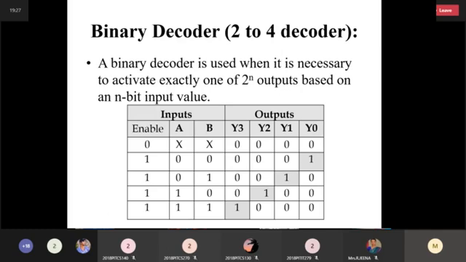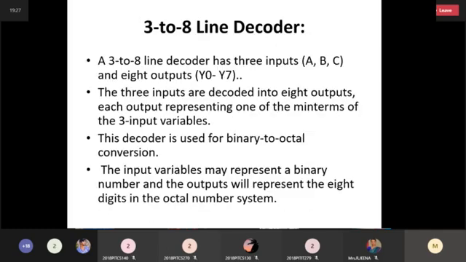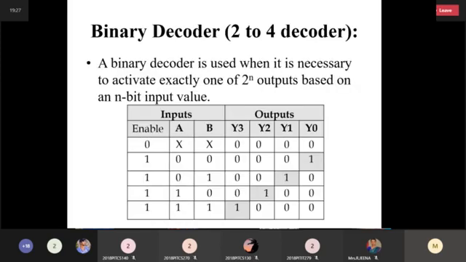If the input A is 0 and B is 1, the Y1 state is active. If the input A is 1 and B is 0, the Y2 state is active. Next, if the input A is 1 and B is 1, the Y3 state is active.